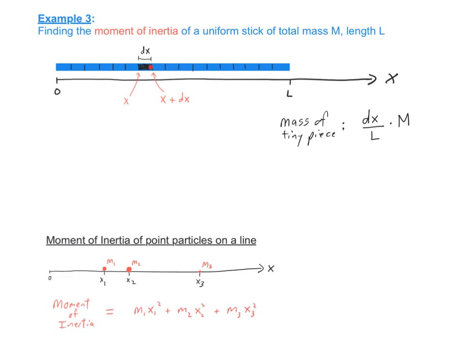Okay, so now we know the mass of that one segment, and we also know that this particular segment is located at position x. So for that particular piece, we want to take its mass times its horizontal position squared. So we're going to find the moment of inertia.